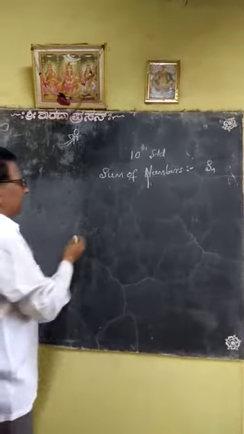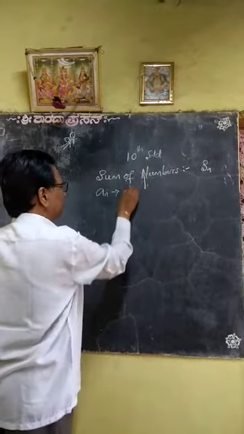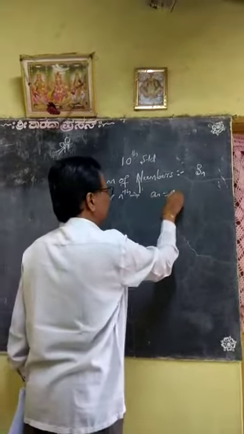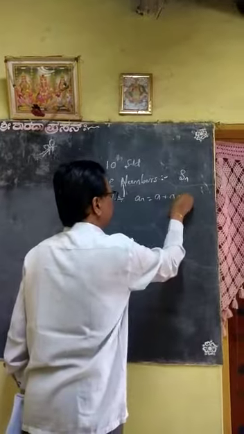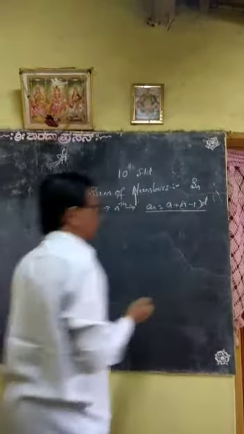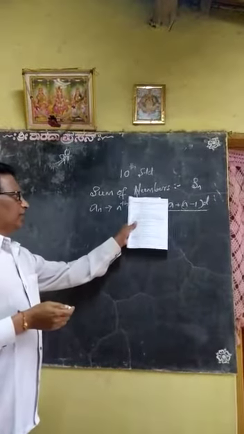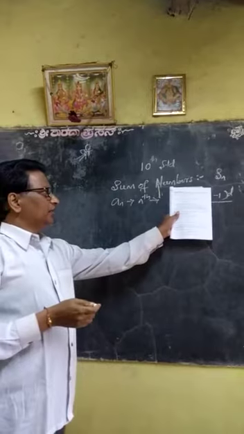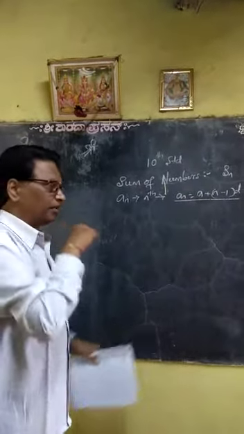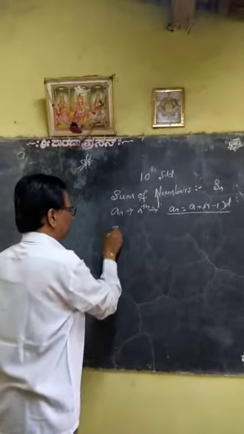So in our previous class we studied An. An means nth term. The nth term An is equal to a plus n minus 1 d. By following this formula we solve the exercises. Today in our class let us start the study of the sum of the numbers. The sum of the numbers is calculated by following three formulas.